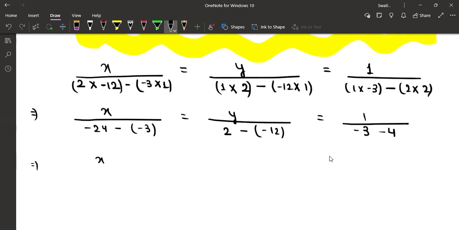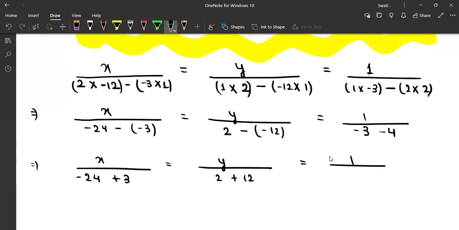Tell me, x upon -24 plus 3. Very good. Is equal to y upon 2 plus 12. Next is equal to 1 upon? Can you solve this here? -3, -4. What will be the answer? -1.